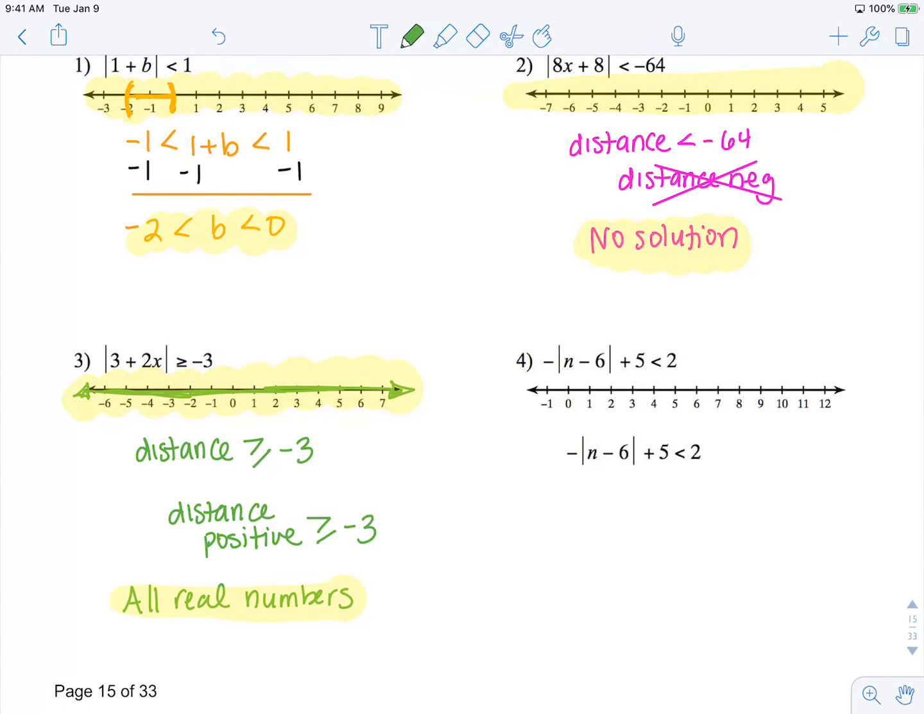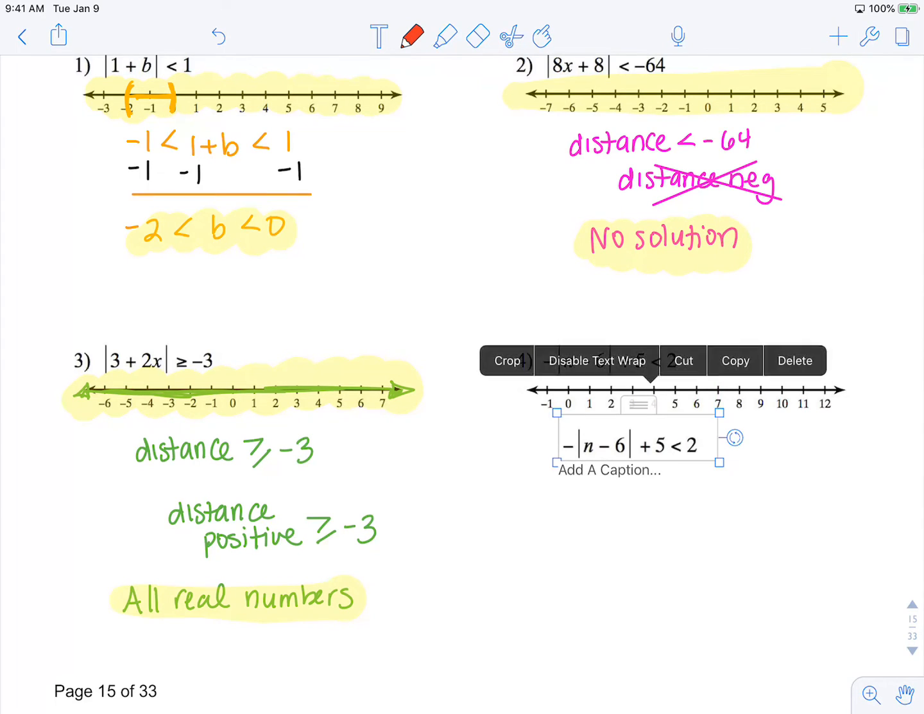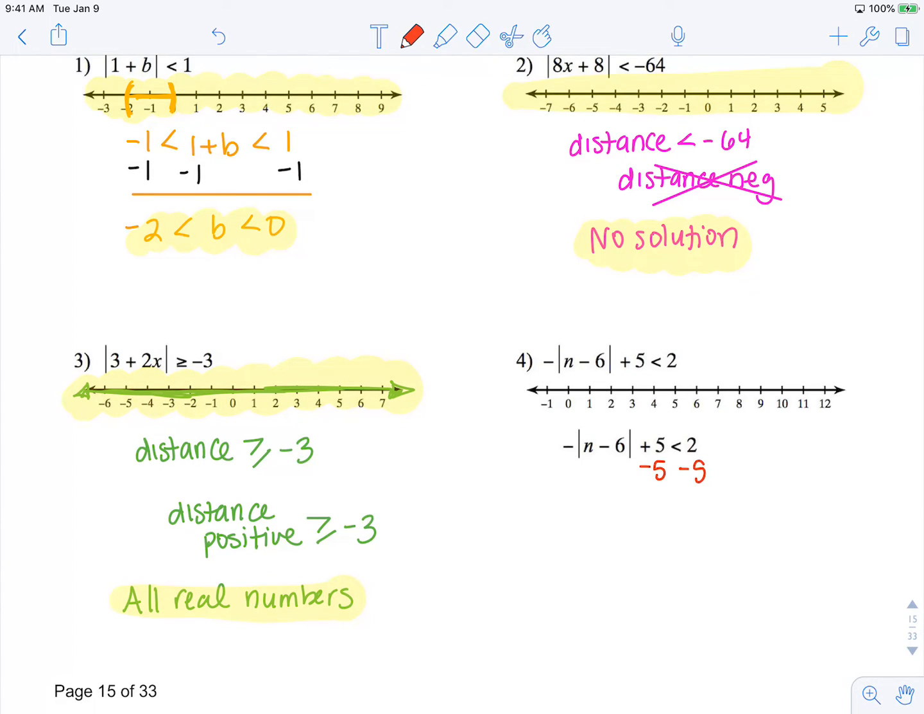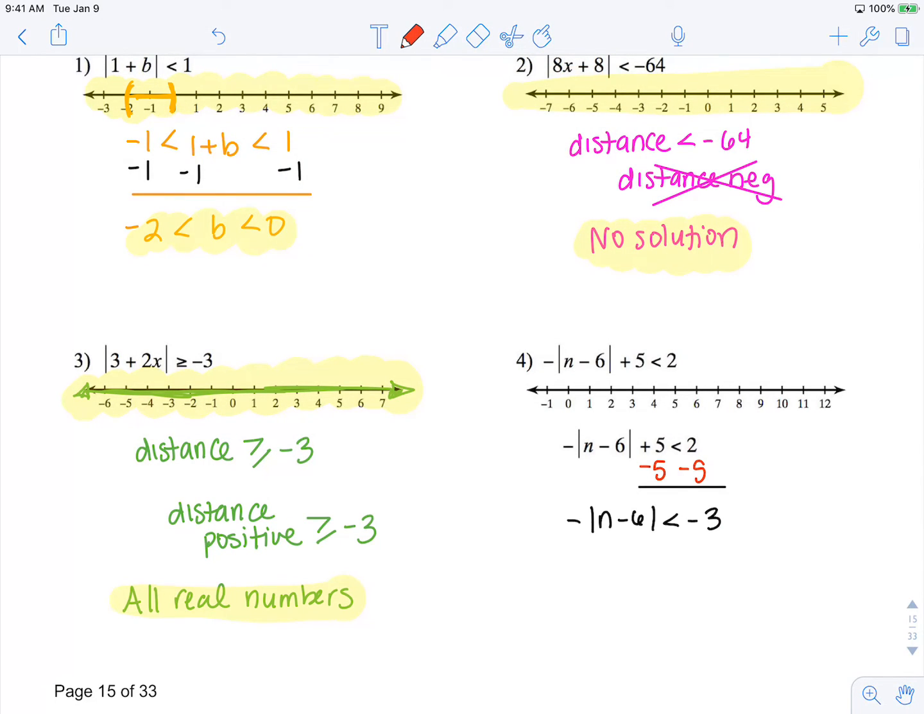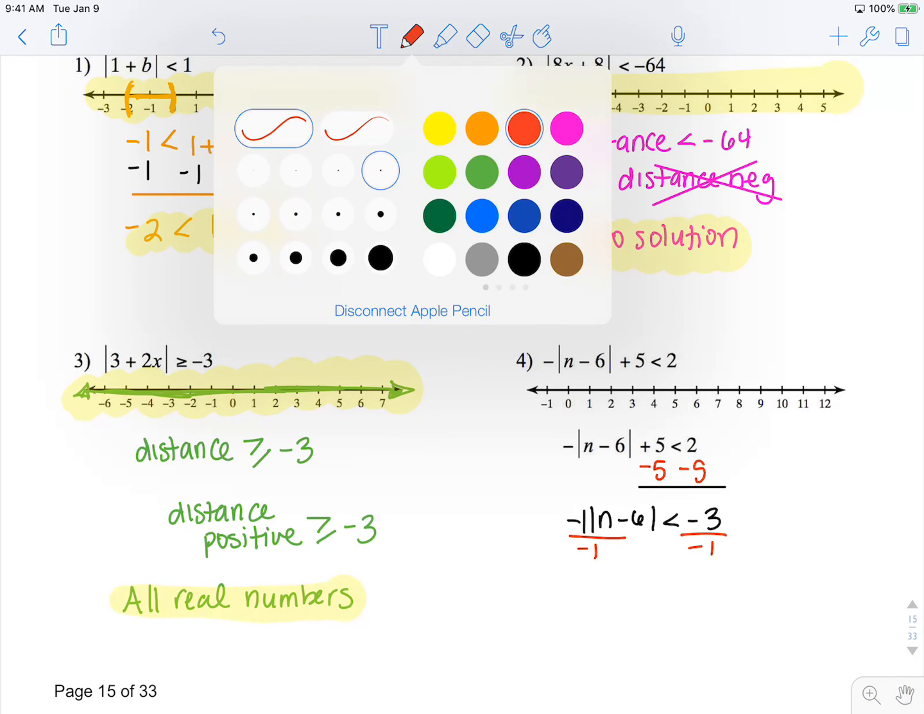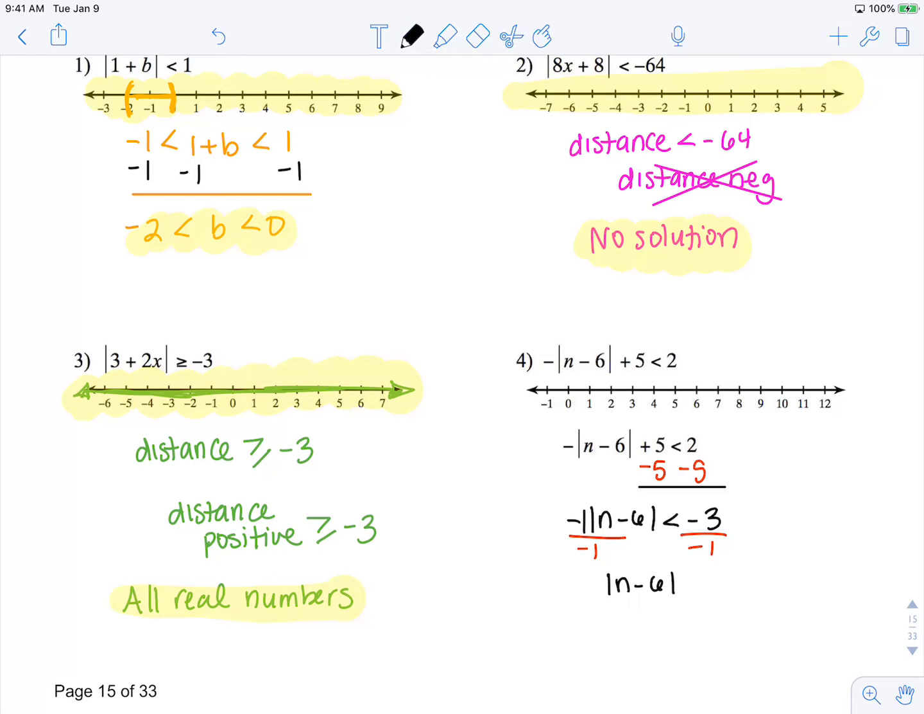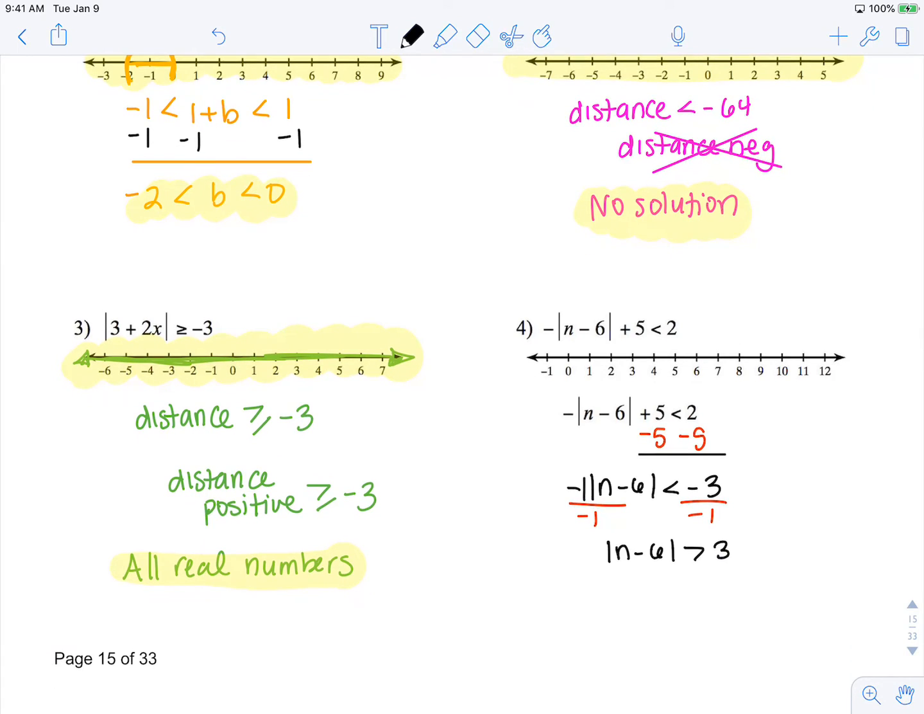So now here on number 4, we have a little bit more complex problem, but remember we start by isolating this absolute value. So I'll start by subtracting 5 from both sides, and I have negative absolute value of n minus 6 is less than -3. Now think about this as a -1 being multiplied by that absolute value. So I'll divide by -1 on both sides. And now I have absolute value of n minus 6 is greater than 3.